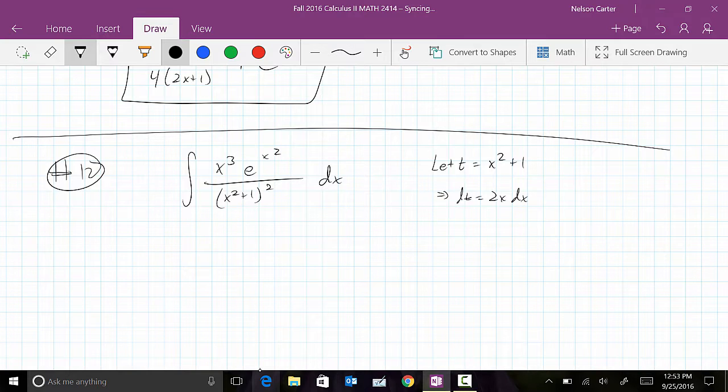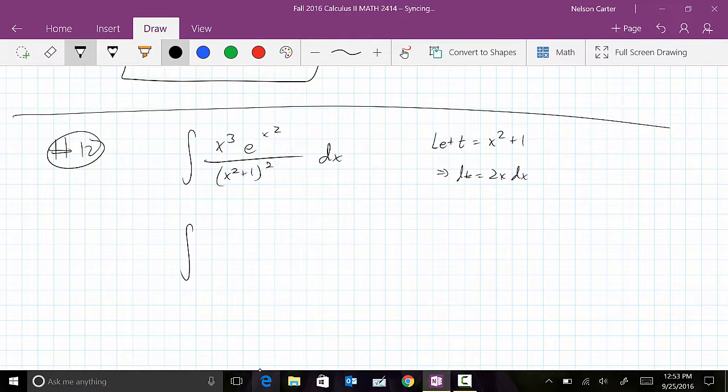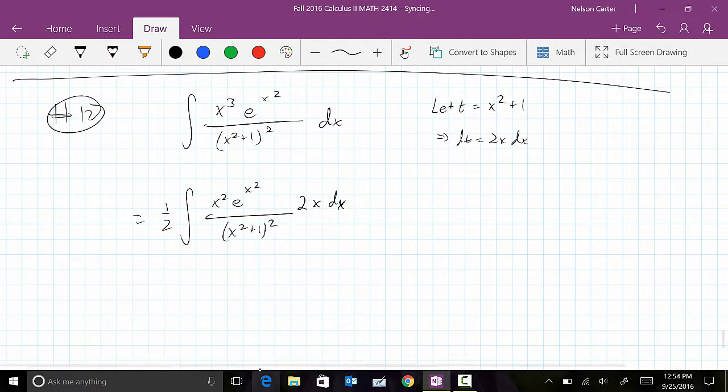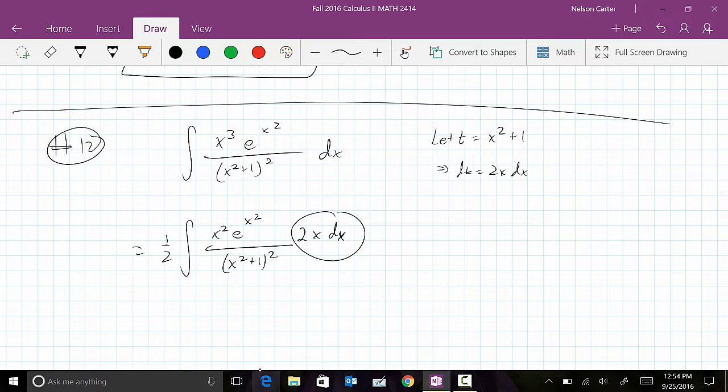And then, okay, so how to do this? So now what I can do is rewrite this as x squared times e to the power x squared times x dx. So I need to put a 2 here and then a 1/2 here, and then this would become my dt. This would become my t, and this implies that t minus 1 would be x squared.